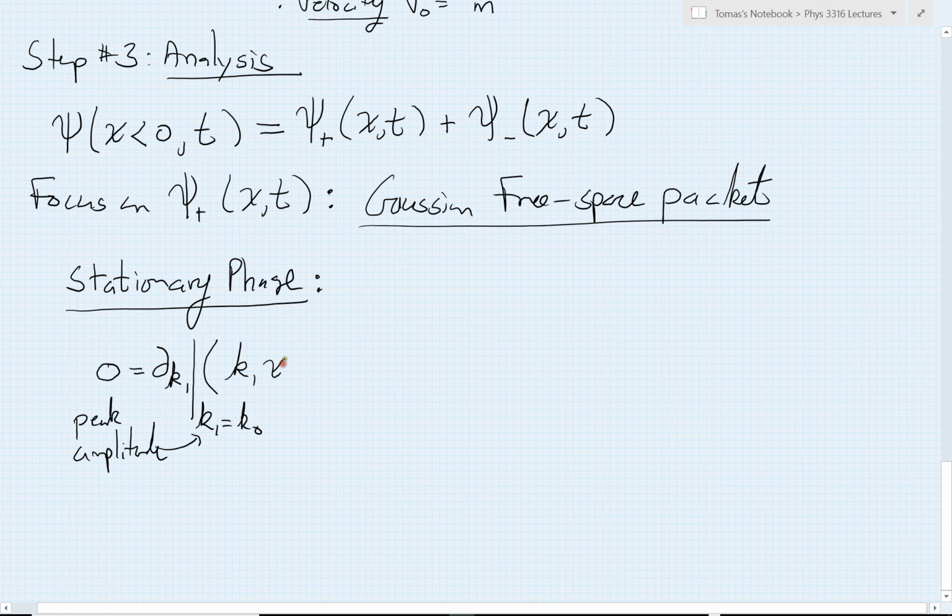So I have k1 x, and then minus, and the time-dependent part is just ħ, remember, times k1 squared divided by twice the mass. And I then can take this derivative. The partial derivative with respect to k1 of k1 x is just x. Then I have minus the derivative of this with respect to k1. The 2 will cancel the 2 in the bottom. I'm left just with ħ k1 divided by the mass m, and I see I've forgotten my time t, right?